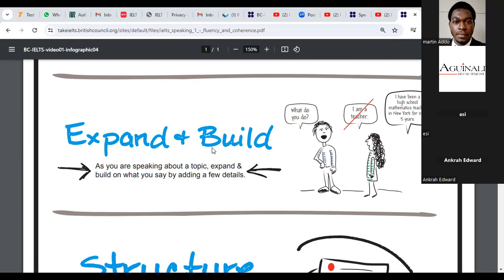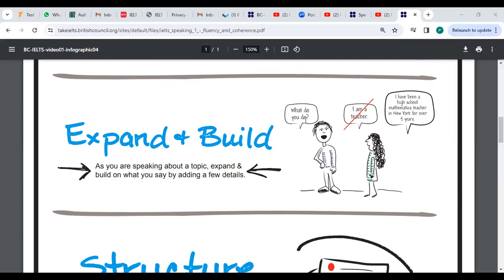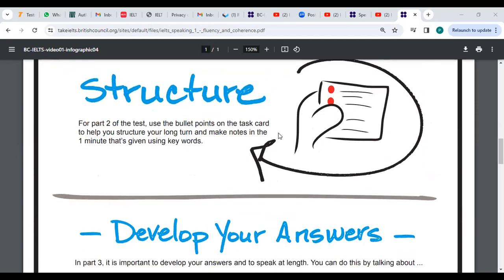Okay, so in the screen you have, what do you do? I am a teacher, straight answer. But look at the proper IELTS speaking test way of answering that. I have been a high school mathematics teacher in New York for over 5 years. It can be true or false, but the examiner does not care. What the examiner is looking for is how you present and justify it. Okay.